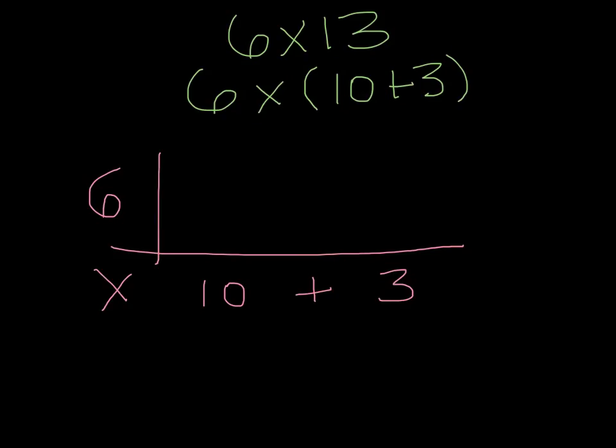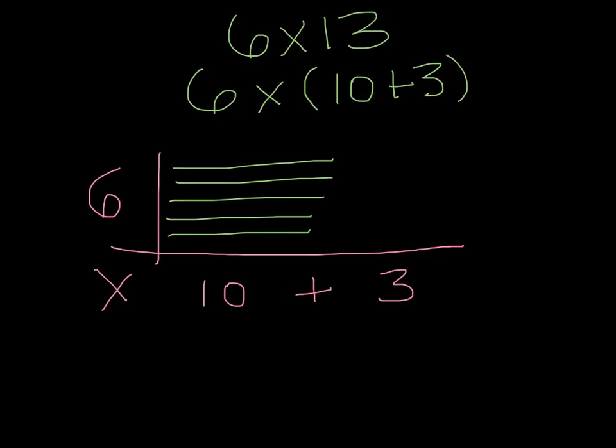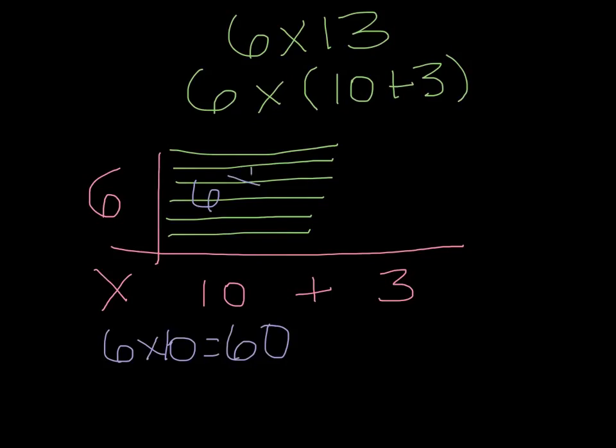So if I'm making 6 groups of 10, I'm going to put 6 of my tens rods. And I know, let me change colors here, that 6 times 10 has a product of 60. So this right here is my 6 groups of 10, which has a product of 60.